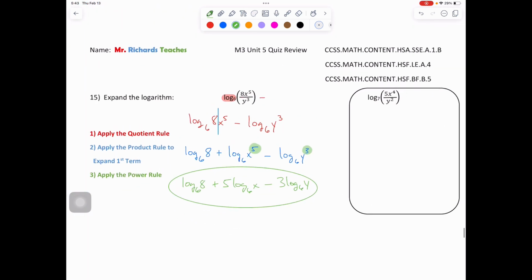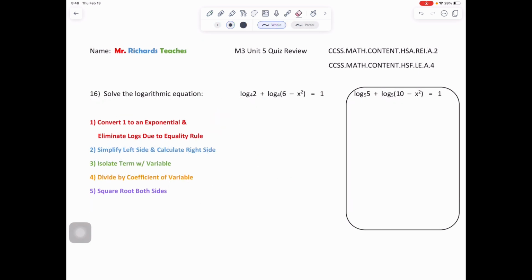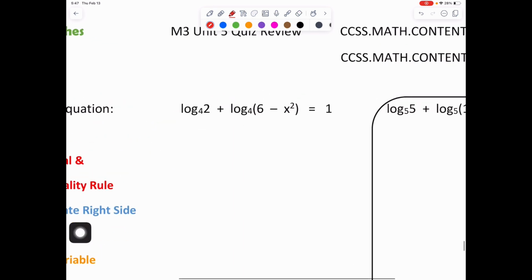But please feel free to pause the video and try 15. After 15 is finally the grand finale of 16. Solve the logarithmic equation: log base 4 of 2 plus log base 4 of 6 minus x squared equals 1. Step 1, we will convert 1 to an exponential and eliminate logs due to the equality rule. Yes, we're just going to do that in one step this time. All right, we should be becoming a little bit more comfortable with this.